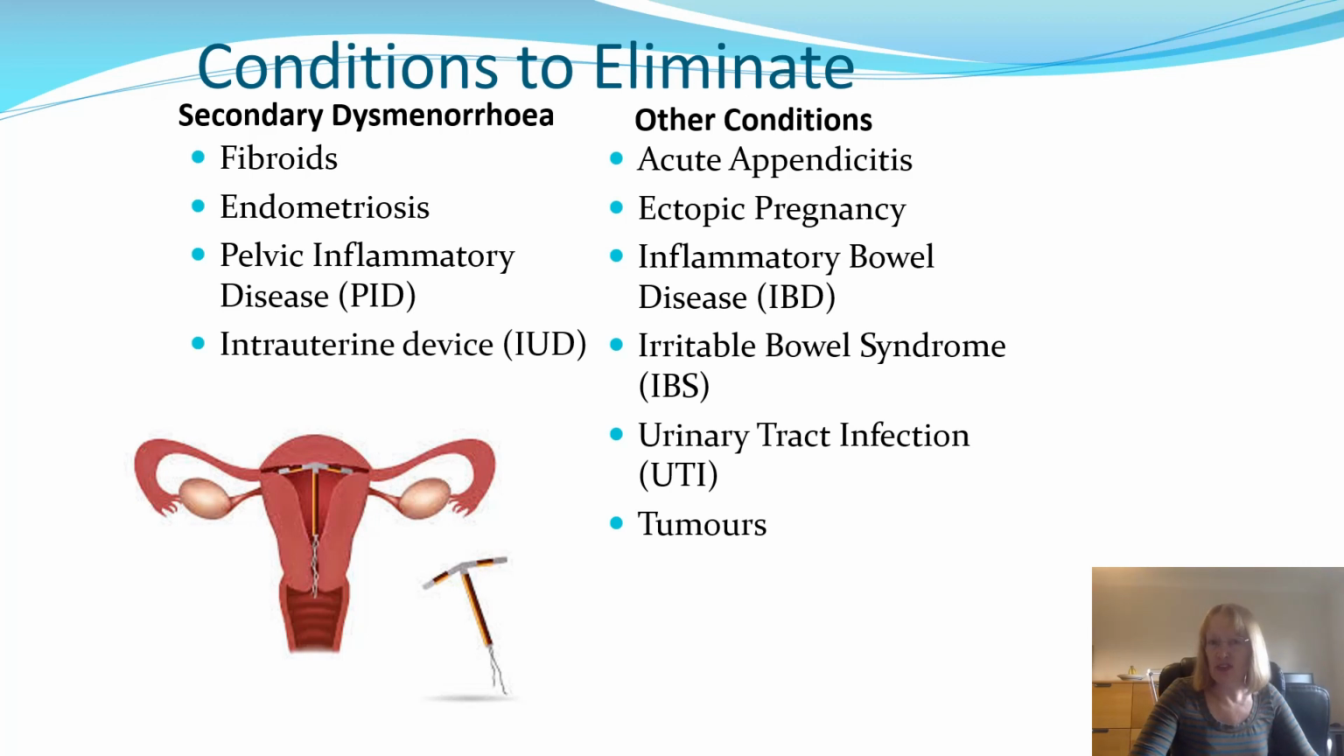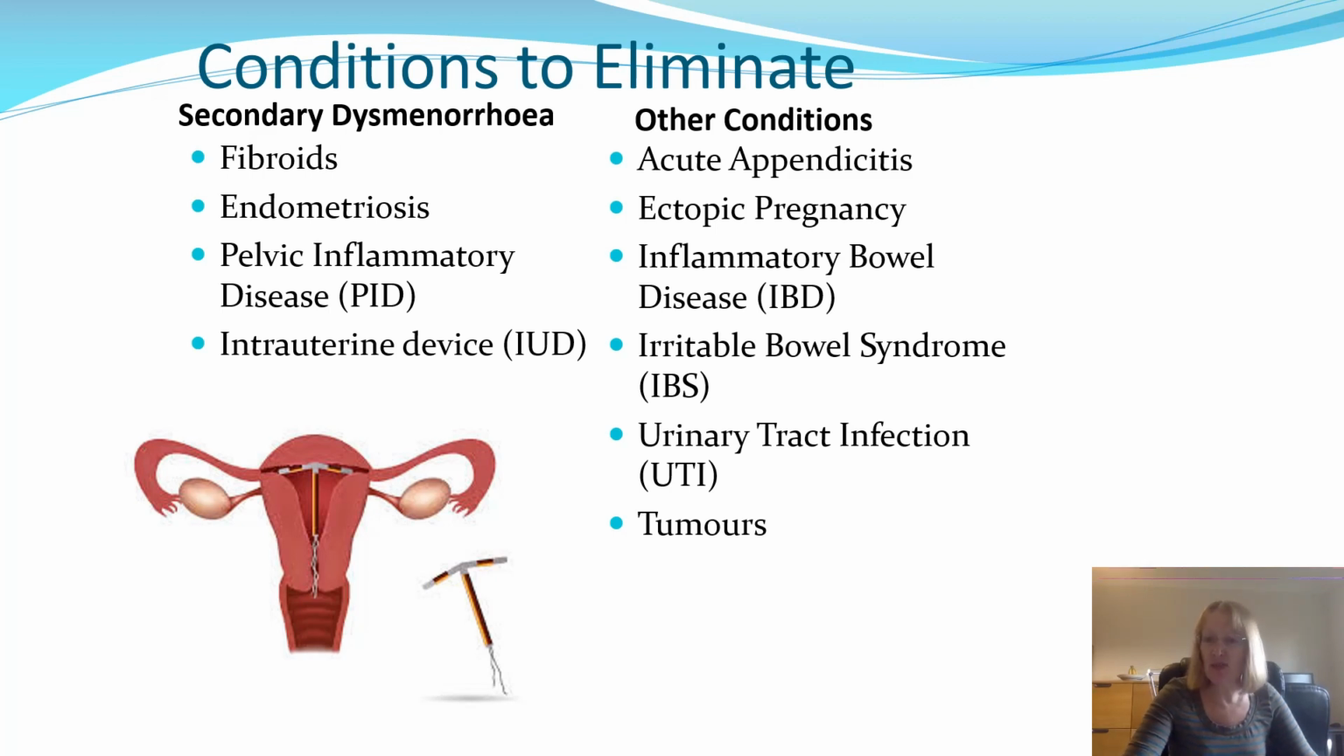There are other conditions which you might need to eliminate as well. The person who comes to see you may have symptoms around the time of their period, and so they may be sort of swayed to thinking that it's dysmenorrhea. So the symptoms of acute appendicitis might occur at that time, and this is where you've got obviously inflammation of the appendix, and that would just be pain on the right hand side, so one-sided pain.